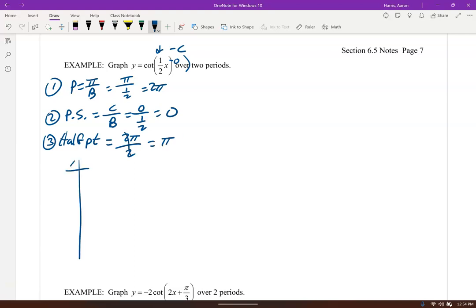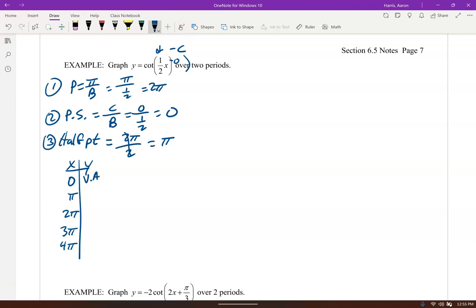So we'll go ahead and start here. Since it's a cotangent, we'll start at our phase shift, and then we'll go up the half point each time. So 0 plus pi is pi. Then we'll go up another half point: pi plus pi, 2 pi. Then 2 pi plus pi, we got 3 pi. 3 pi plus pi is 4 pi. And then we'll have 5 good spots.